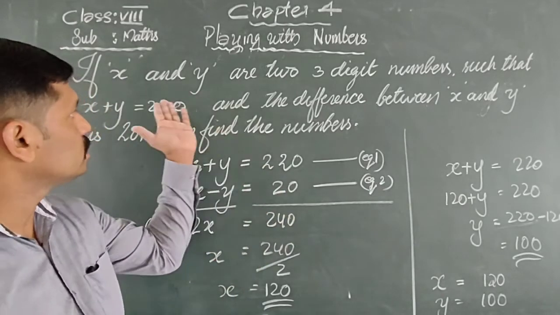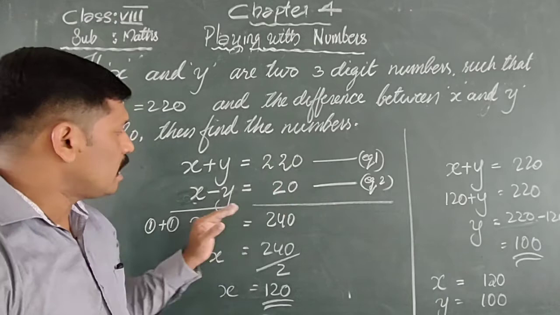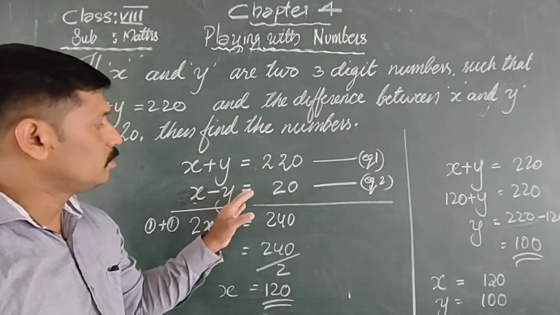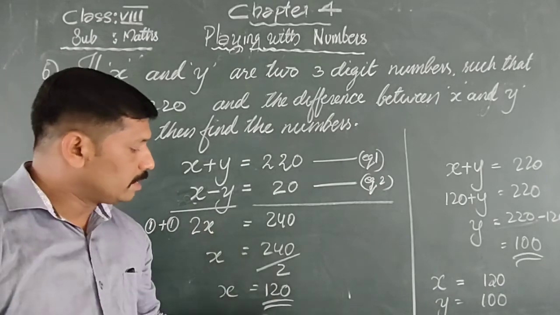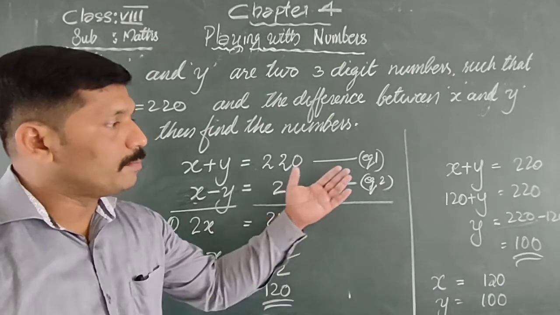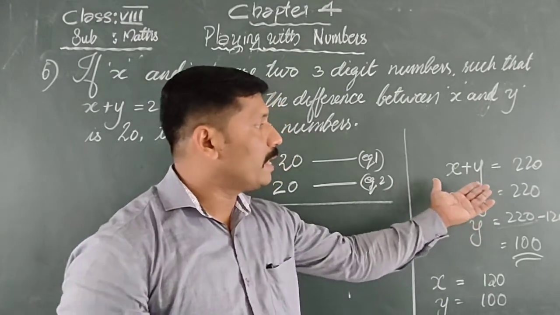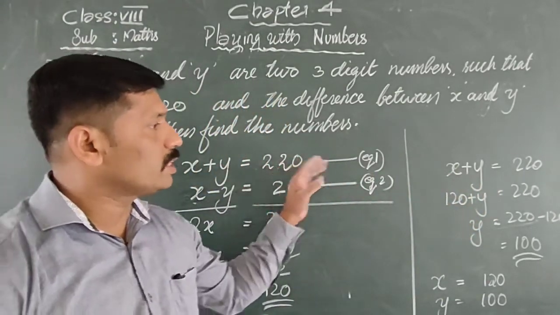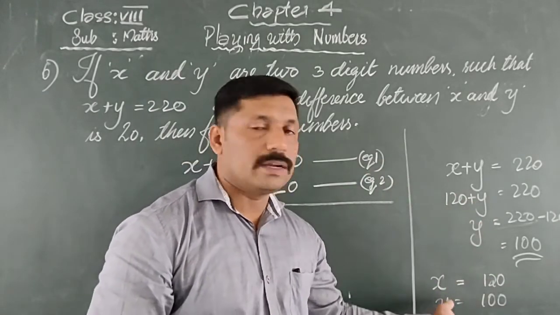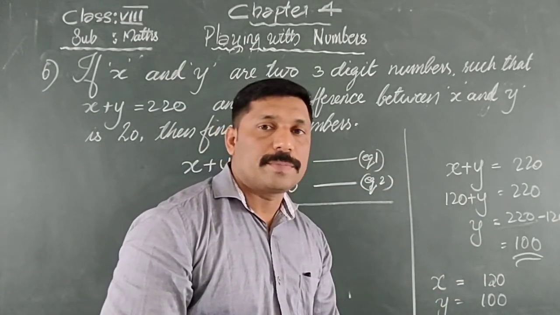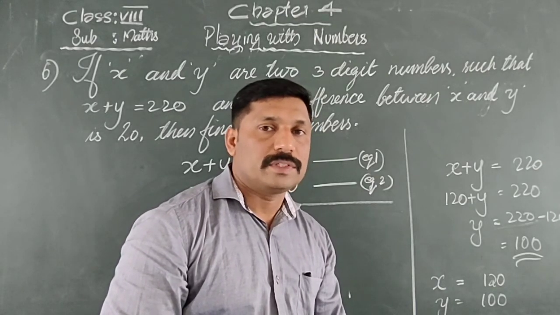First we made the equations based on the question. The sum of the two numbers is 220 and the difference of the two numbers is 20. Then we add equation 1 and equation 2. Then we got the X value, and after getting the X value, we apply it in any one of the equations, first or second, and then we can find the value of Y. Okay, so these are the main questions from exercise 4.1 of the chapter.